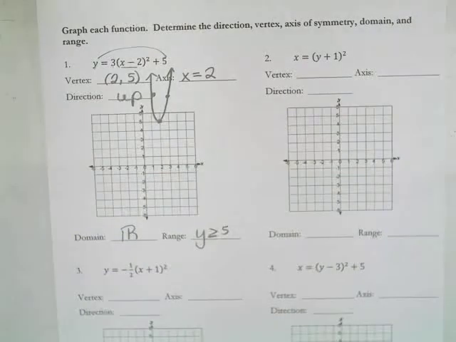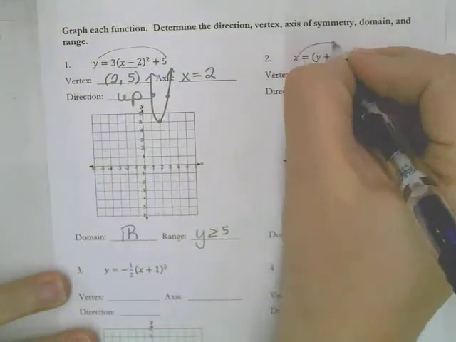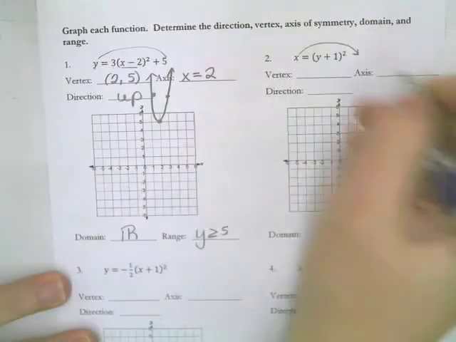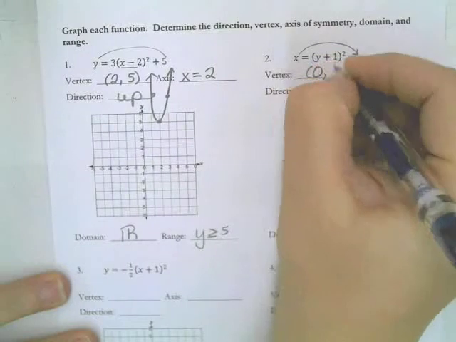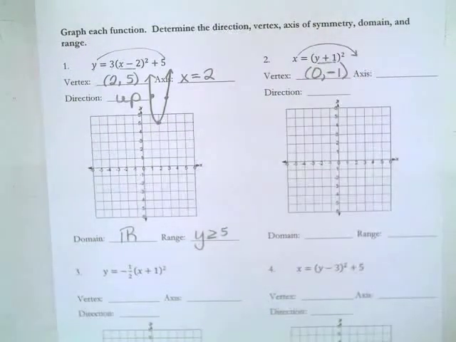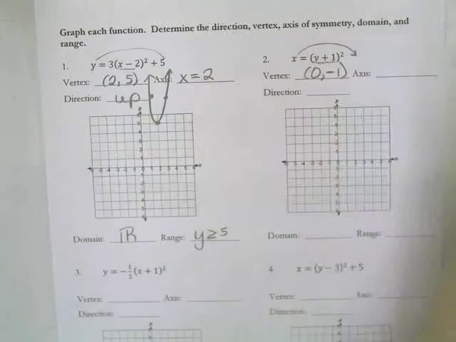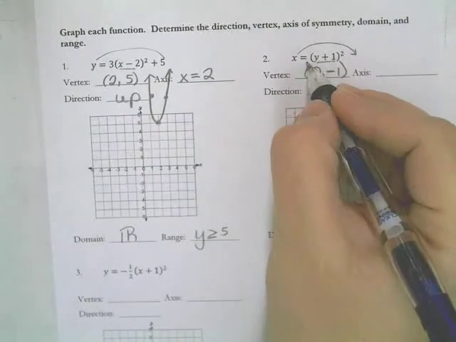Okay? Looking at the next one, now it's an x equals. Well, x goes on the outside, there's nothing there. So my vertex is 0, -1. Remember that rule I keep saying? It's opposite of parentheses? Well, that's what it is. It's opposite of the parentheses. It always works. Now, an x equals parabola goes left or right. Since this one's positive, it's going to go to the right.